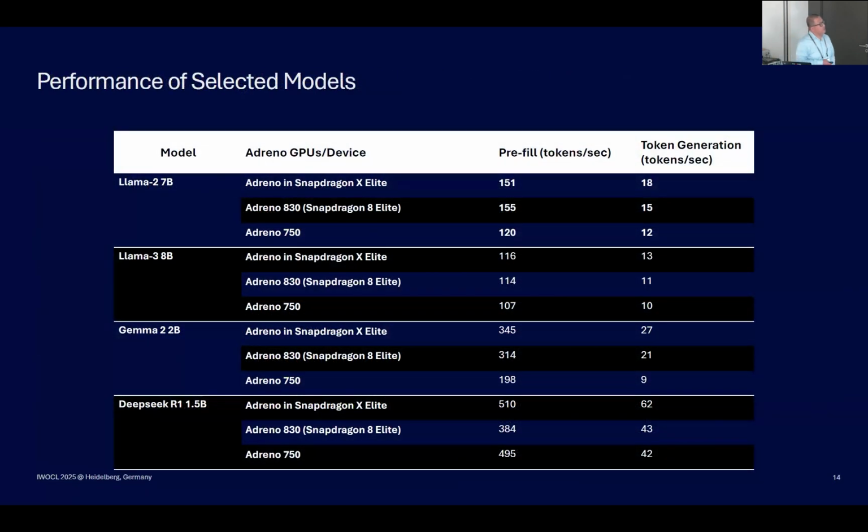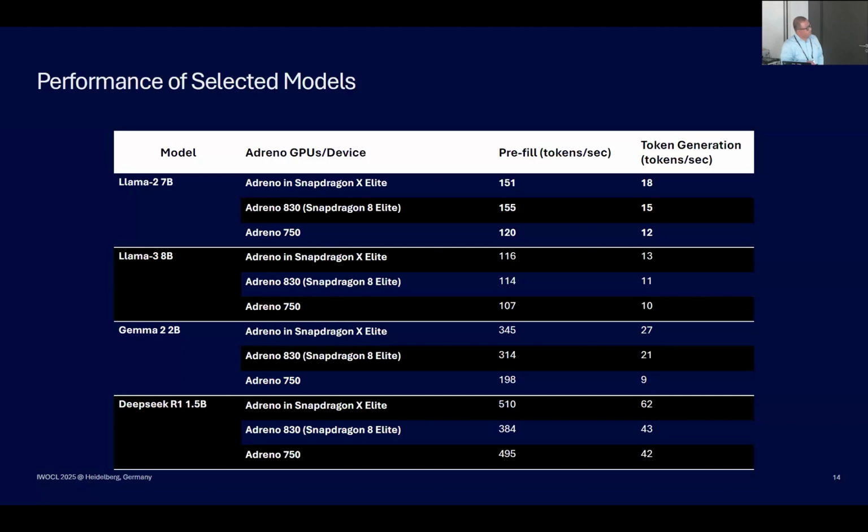So here's the performance of selected models. We have the 7B. For the decoder, we reach really high memory bandwidth. For the prefill, it's also quite decent. If you have an input size of 100 words, or 100 tokens, you can get the answer within 1 second, which is pretty fast.